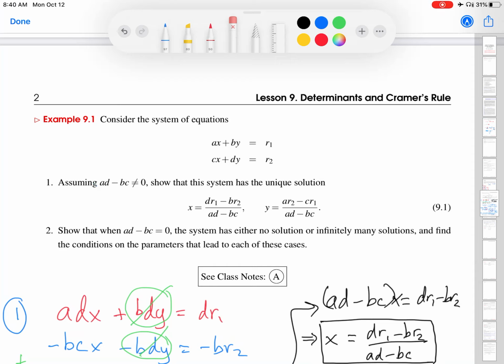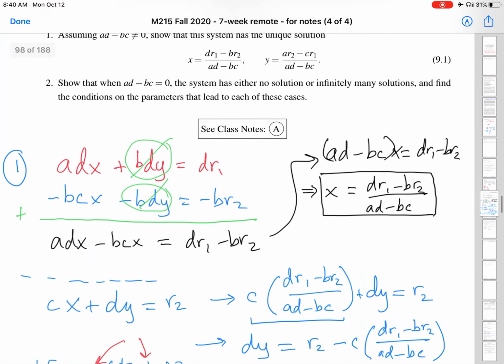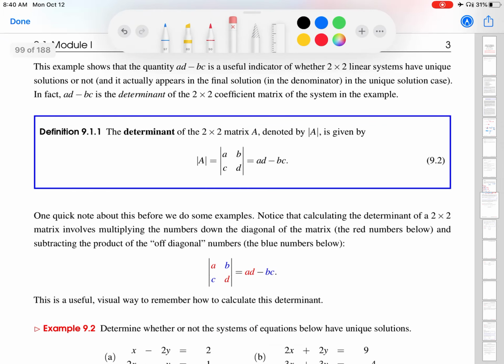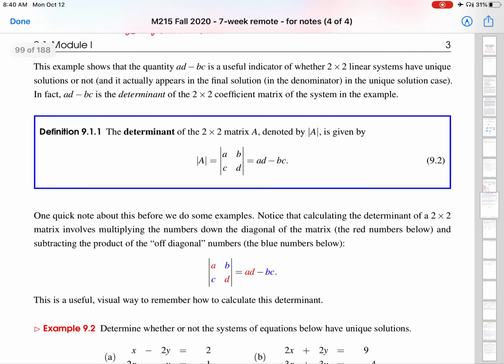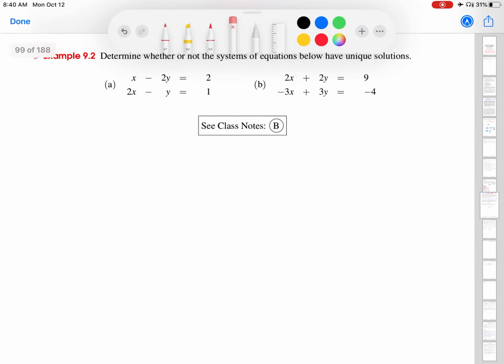But now that we are talking a little bit further down the notes, we have given this a name, so I'm just going to scroll down. So this AD minus BC quantity for a 2x2 system is called the determinant of a 2x2 matrix. All right, so now that we have those two pieces of information, we can go back down here to the example and start solving that.